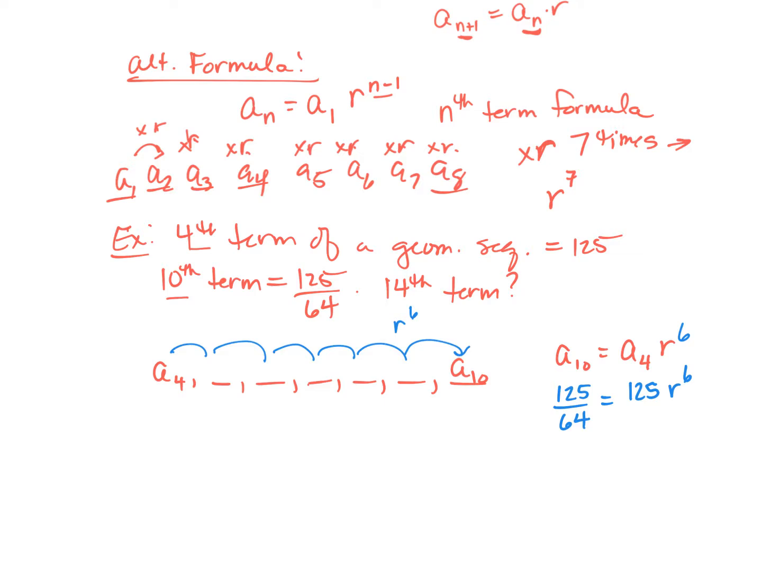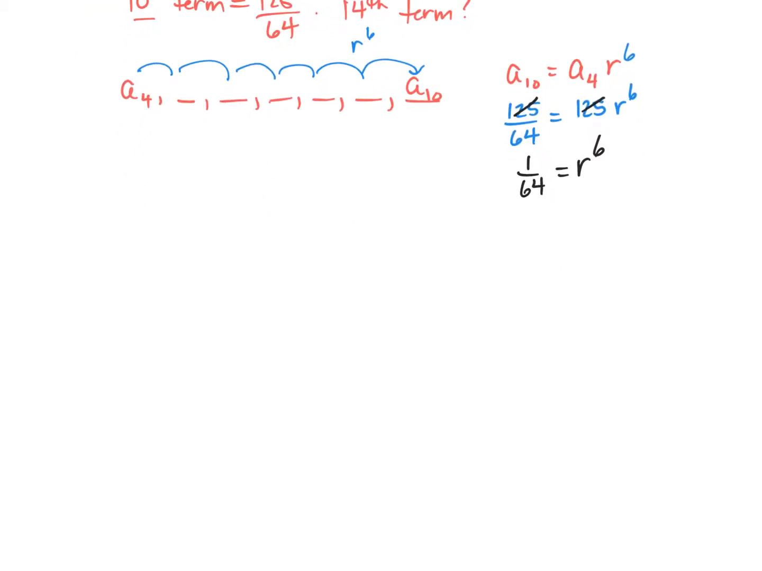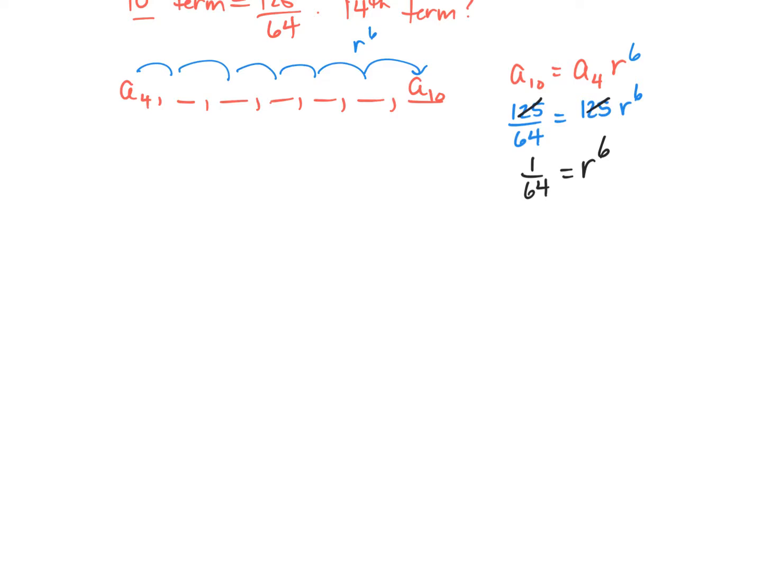So first things first, what are we going to do? Can't we divide both sides by 125? So this becomes 1 over 64 equals R to the 6th. Would you agree? Okay, so how do I find R now? Take the 6th root here and the 6th root here. This and this go away. So now R is equal to what? What is the 6th root of 64? So R is 1/2.